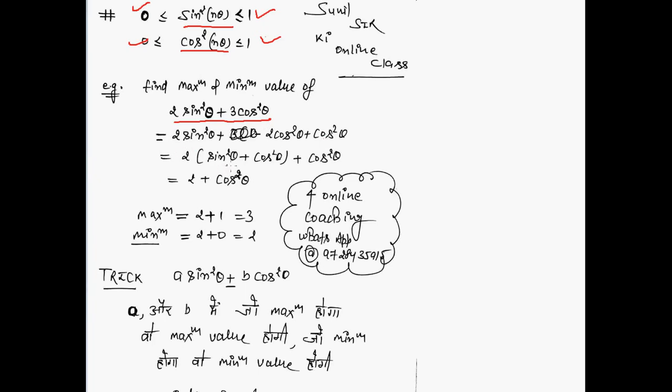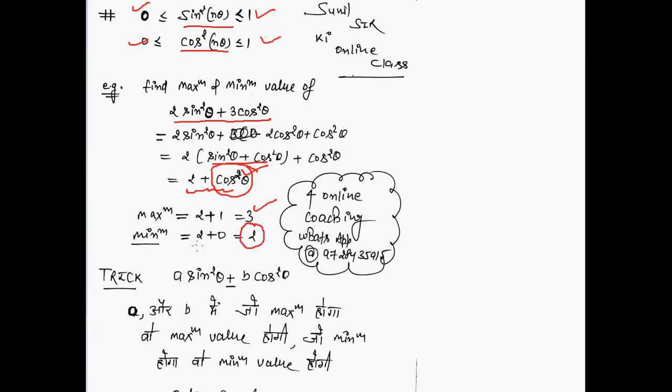2 is common. We know sin square plus cos square is 1. Now I converted this only in cos. As plus sign is present, this function is maximum when cos square is maximum. Cos square maximum value is 1, so maximum value is 3. This is minimum when cos square is minimum. Minimum value of cos square is 0, so minimum value is 2.